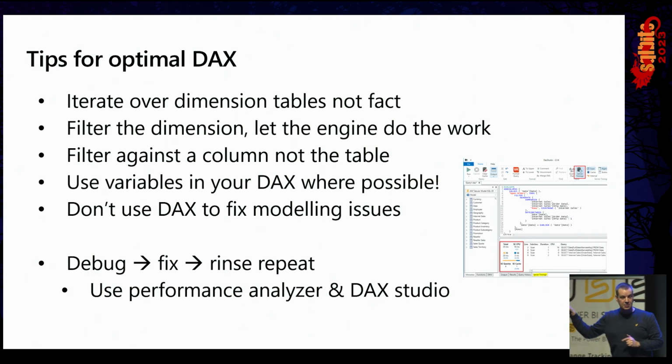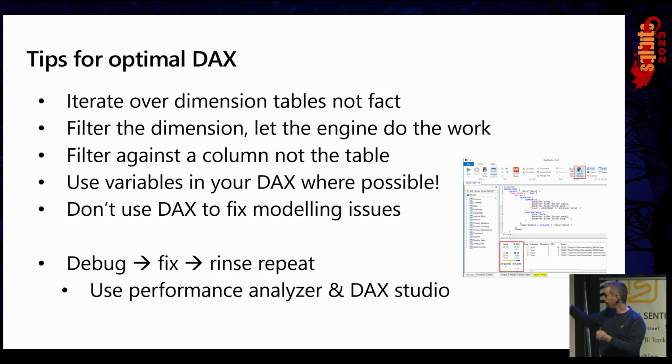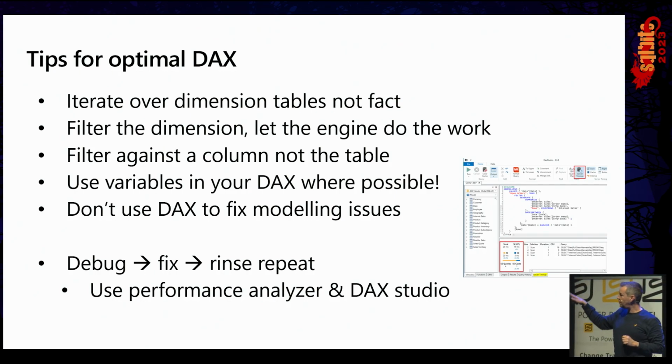Filter against the column, not the table. We see a lot of people who write filter table, and then the whole table has to be moved in memory. Who knows how wide the table is? Probably you can get rid of that by filtering values of a particular column and then doing your action on top of that. Use DAX wherever possible. Don't use DAX to fix your modeling issues. That's probably number 1, right? I call it DAX gymnastics, needed because we didn't fix our modeling issues.